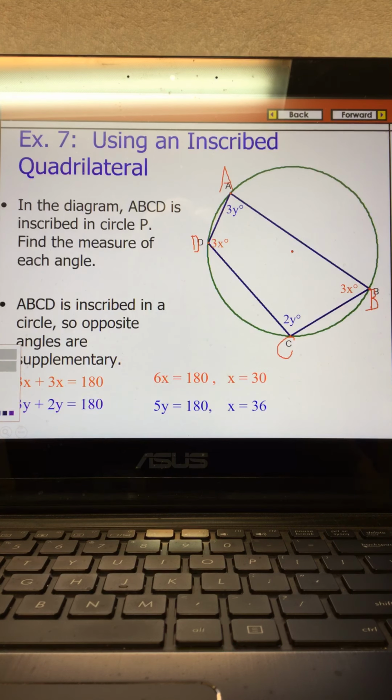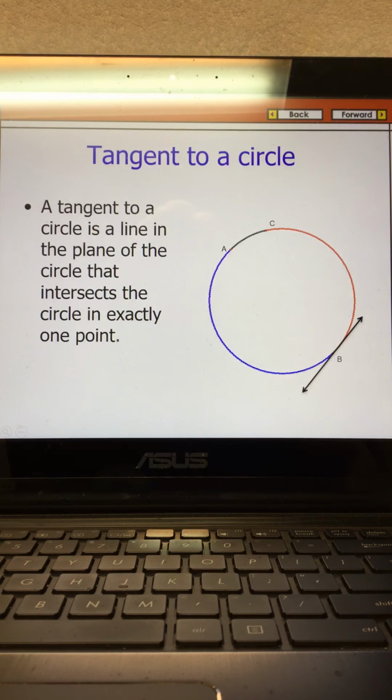Sorry, that is a typo. Let me go back and change that. It is a y there. Sorry, y would be 36. All right, let's keep moving.